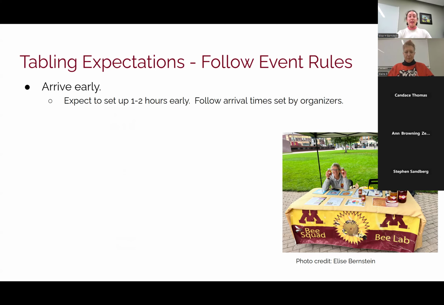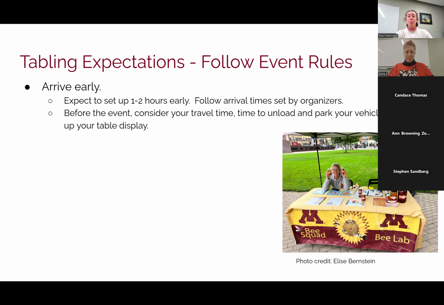Generally, most events have setup times. They'll usually reserve 1 to 2 hours before the event begins for setup, but follow the arrival time set by organizers. Sometimes they give you a time window of 2 hours where you can show up anytime within there as long as you're ready to go by the event. Sometimes they want you there an hour early, so just make sure you're keeping track of what's set out by the event organizers.